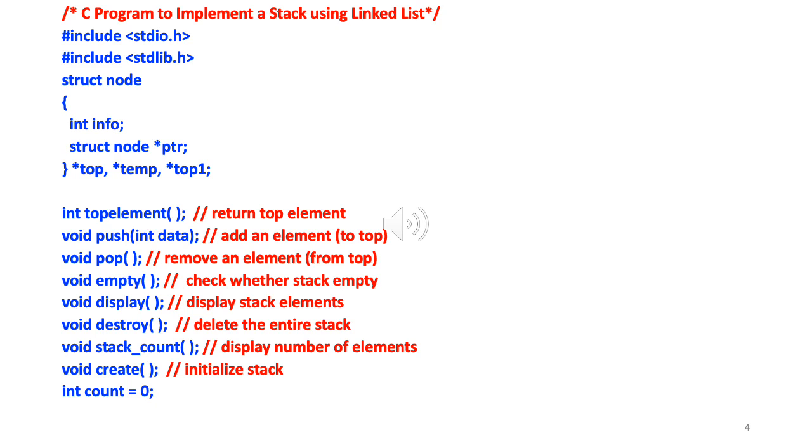Struct node, which means node is a structure, and individual nodes will be variables of this. So we know structure is a data type. So node will be the data type, and then individual nodes can be given names. They will be structure variables.